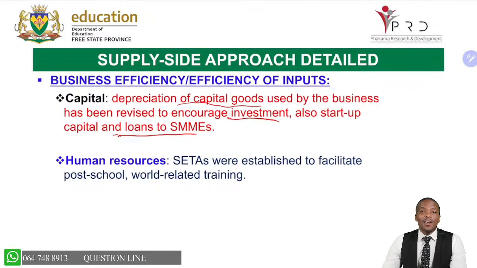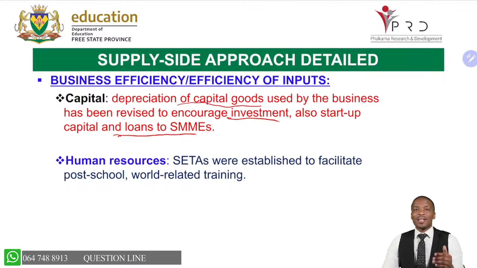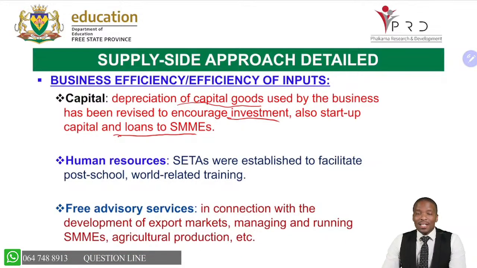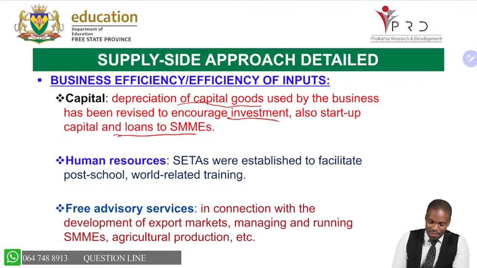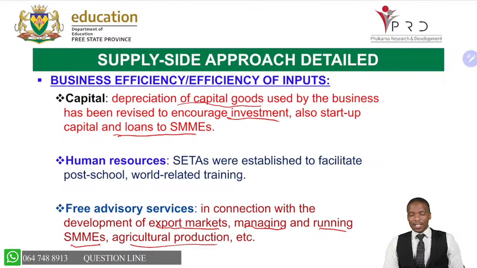Human resource, here the SETAs were established after high school in such a way that you get work-related training so that you are ready for employment or you are ready to be an entrepreneur. Free advisory services, as we talked about them, here we are saying in connection with the development of export markets, managing as well as running of the SMMEs in agricultural production.